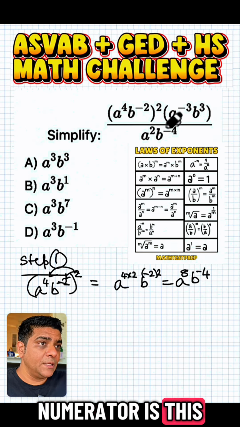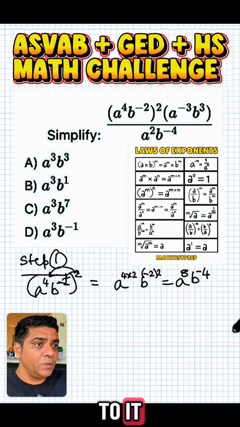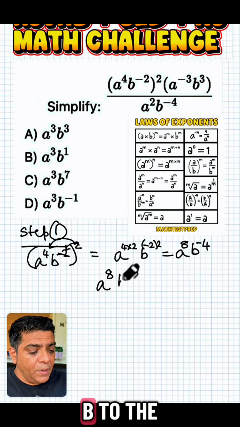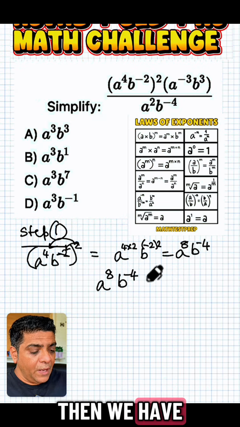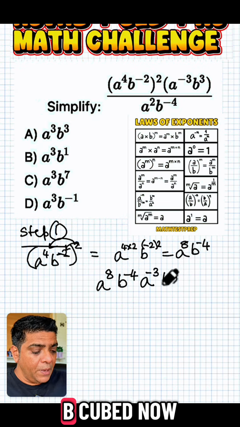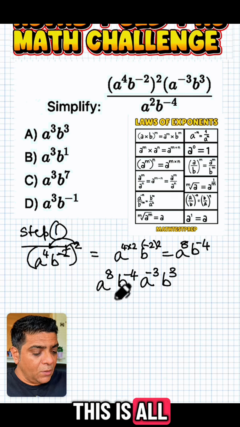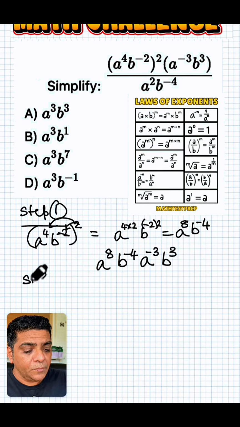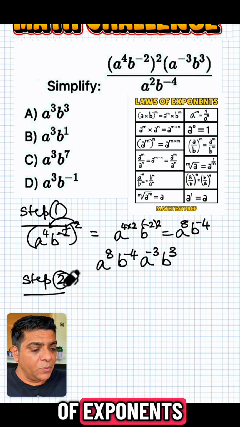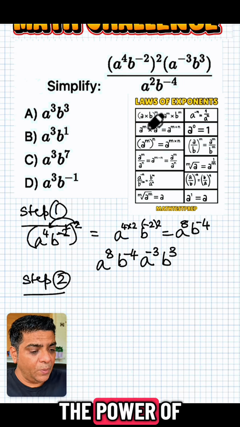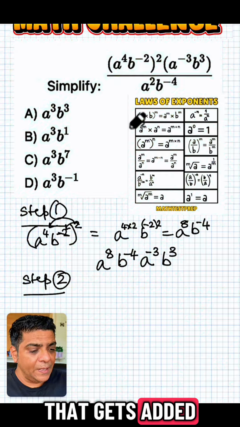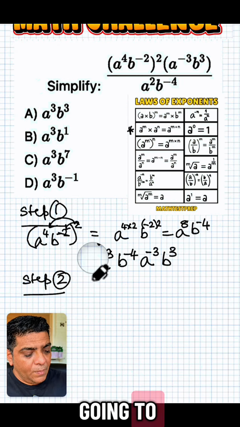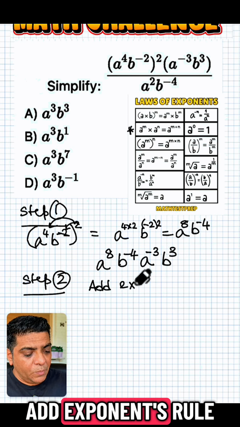Also in the numerator is this. So let's go ahead and write that next to it. So we have a to the 8th, b to the negative 4, and then we have a to the negative 3rd, b cubed. Now this is all in the numerator. We can go ahead and simplify that using another rule of exponents, which is right here. When you have a to the power of m times a to the power of n, the exponents get added. So in this case, we are just going to use the add exponents rule.